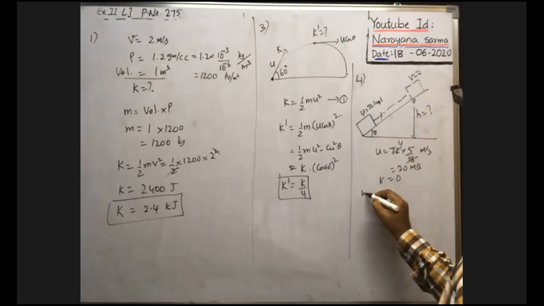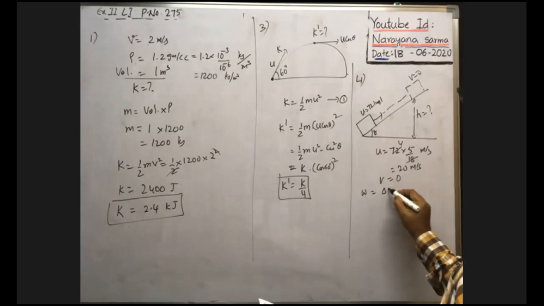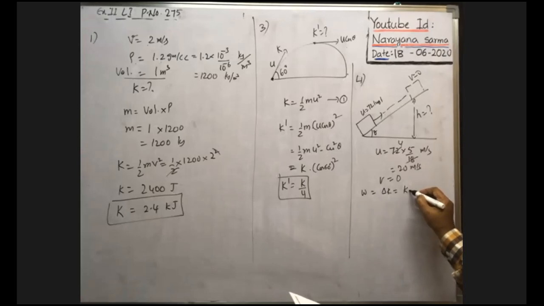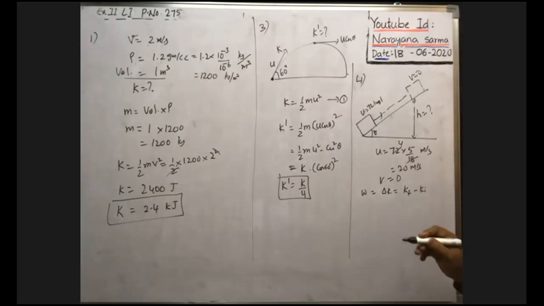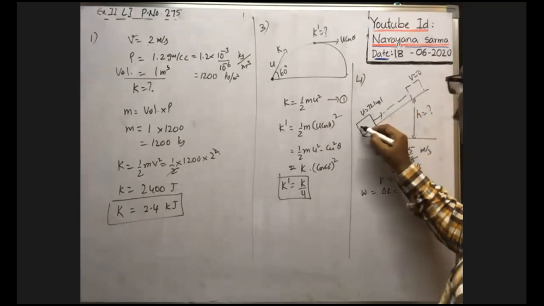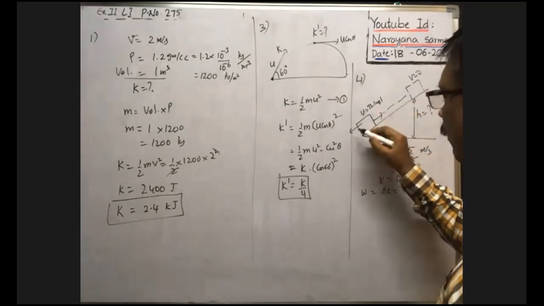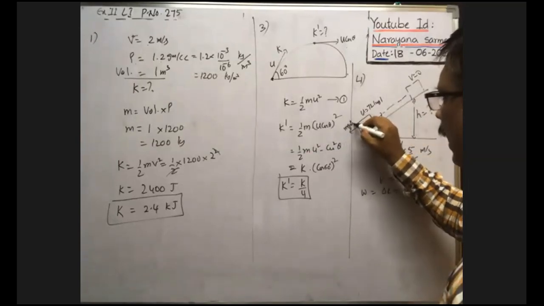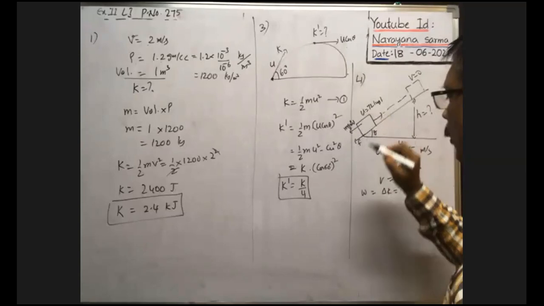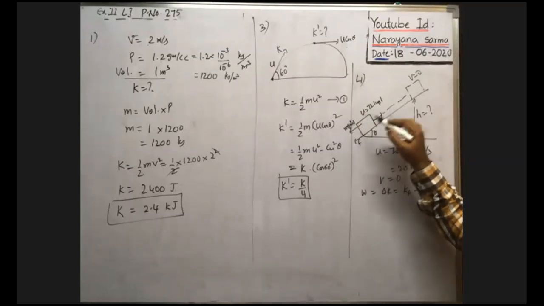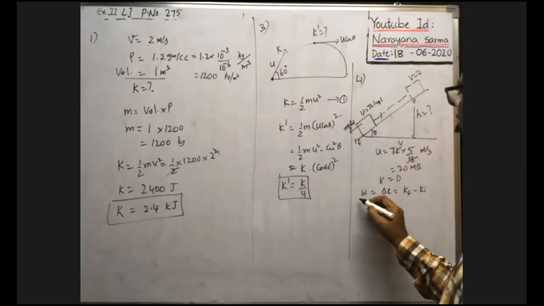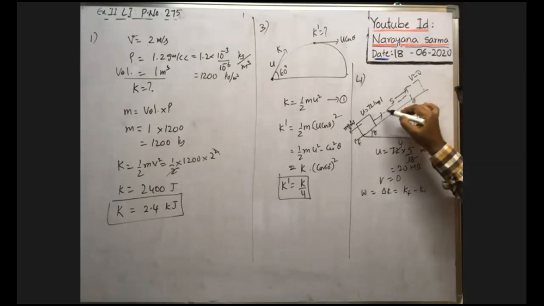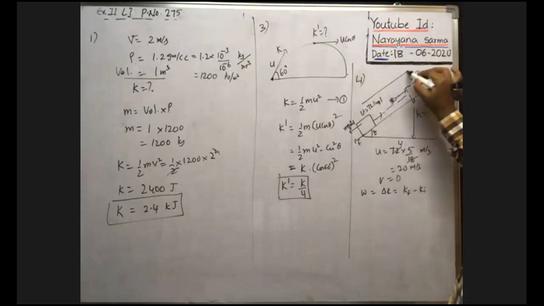Net work done is equal to change in kinetic energy, that is final kinetic energy minus initial kinetic energy. Net work done means, while the body is moving upwards, what are the forces acting on the body? Here, when the body moves upwards, the weight component mg sin theta acts downwards and the frictional force acts downwards. Due to these two forces, negative work is done. Before it comes to rest, the distance traveled is s.